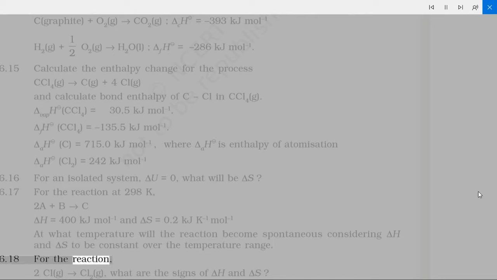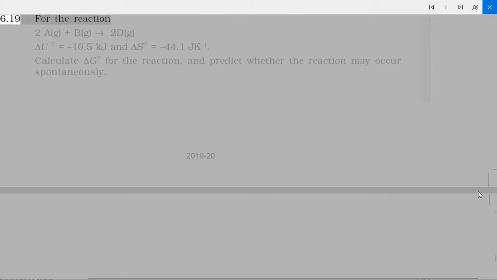6.18 For the reaction 2Cl(g) → Cl2(g), what are the signs of ΔH and ΔS? 6.19 For the reaction 2A(g) + B(g) → 2D(g), ΔU° = -10.5 kJ and ΔS° = -44.1 J K⁻¹. Calculate ΔG° for the reaction, and predict whether the reaction may occur spontaneously.